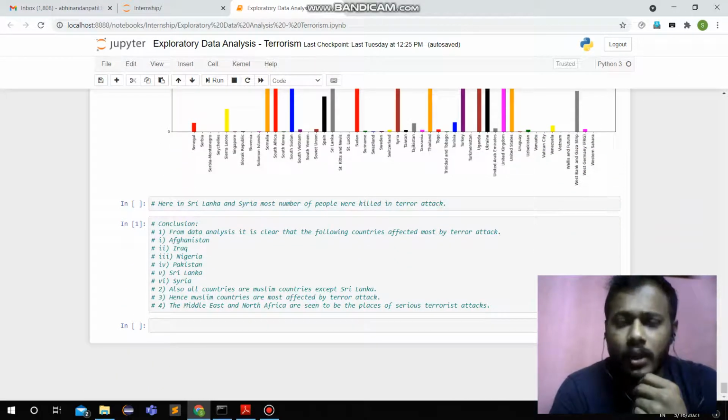From the above data analysis, the conclusion is that the countries most affected by terror attacks are Afghanistan, Iraq, Nigeria, Pakistan, Sri Lanka and Syria. Also, all of these are Muslim countries except Sri Lanka, and hence Muslim countries are most affected by terror attacks. The Middle East and North Africa are seen to be places of serious terrorist attacks.